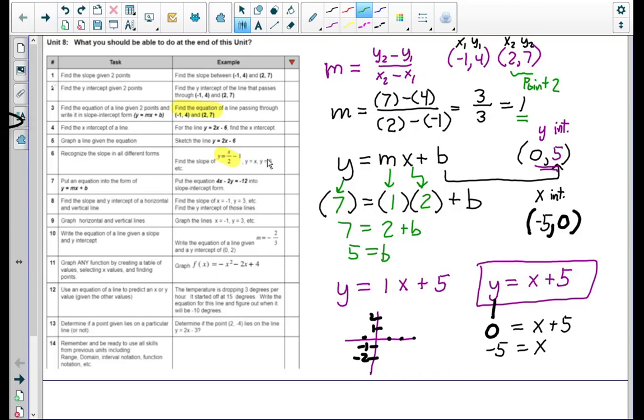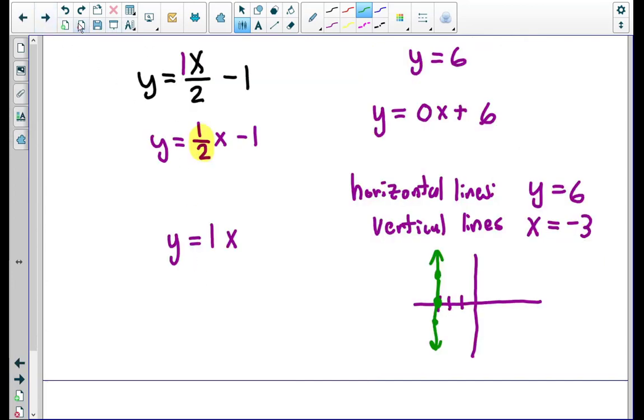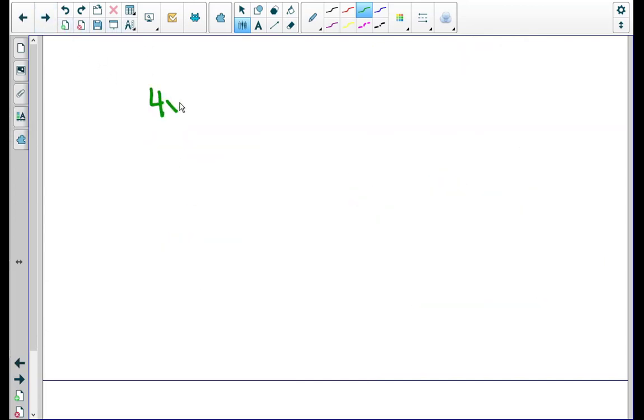Okay, so those are the 3 slopes we got out of these 3 problems. Put an equation into the form y equals mx plus b. This is really kind of a C problem, but 4x minus 2y equals negative 12. What happens here is we need it to look like y equals mx plus b. So I have to get y alone, so I'm going to isolate y.